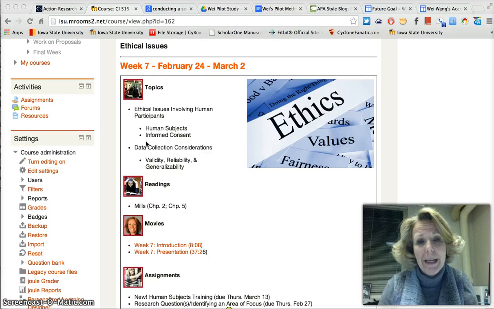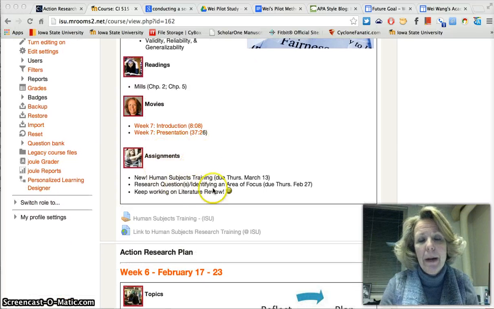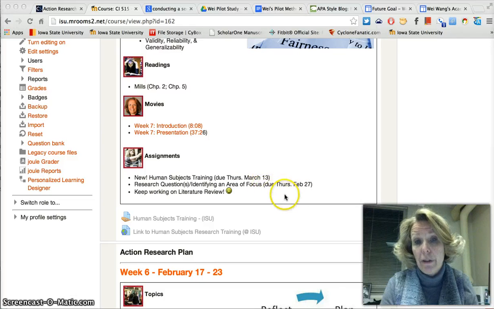But also, like always, if I look down here on the assignments, keep in mind to keep on working on the literature review. That's really vital and very, very important. And then do note that the research questions, identifying an area of focus, is due again on Thursday. Thanks all to you for being patient.